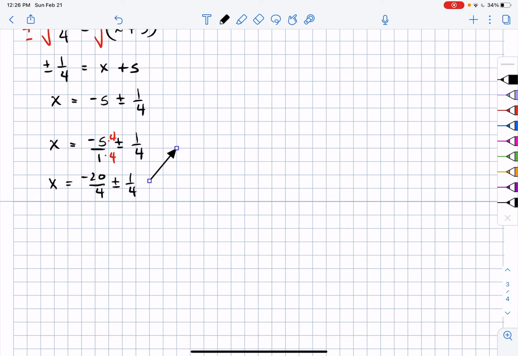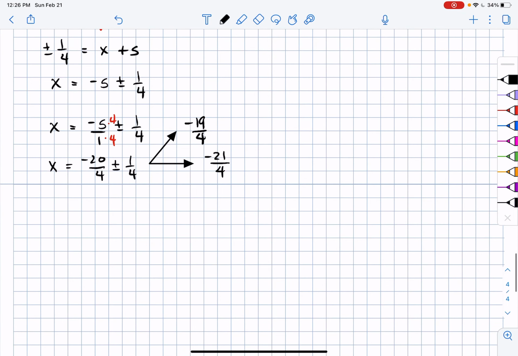I have negative 20 plus 1 over 4, so I got negative 19/4. And the other one is going to be negative 20 minus 1 over 4, which is negative 21/4. All right, so these give me 2 points. This right here gives me the point negative 19/4, comma 0. And this one right here gives me the point negative 21/4, comma 0.